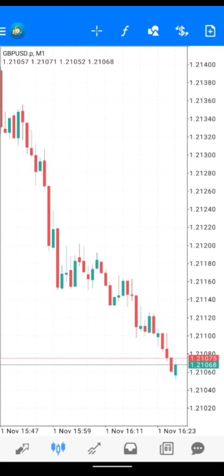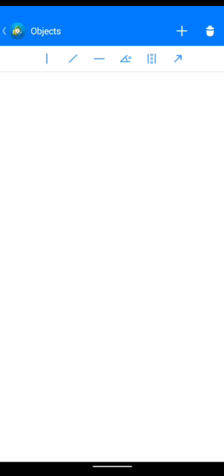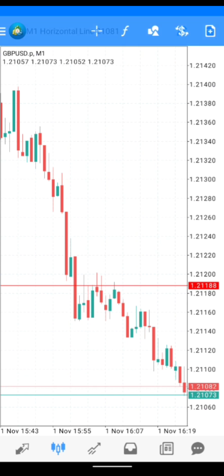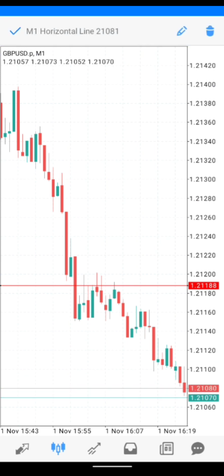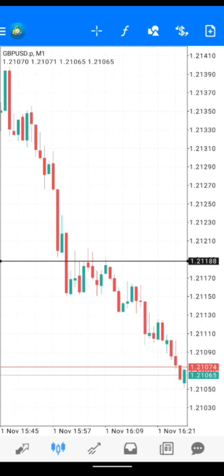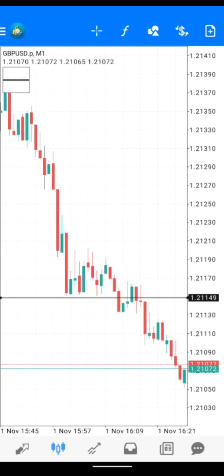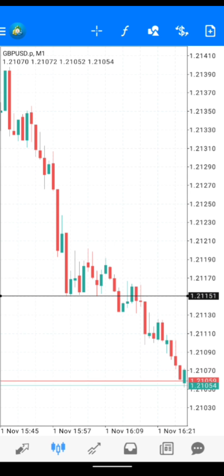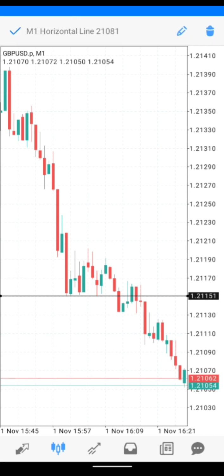Yeah, so if you want to add objects here, let's say a horizontal line, this one. So I double tap and change that, edit. I'll change the color of the horizontal line. Let's say I want black style, I want it 2 pixel, a little bit thicker. Done. So you see, it's thicker. So I want to draw something on my chart. So to delete it, I'll double tap that. So I delete.